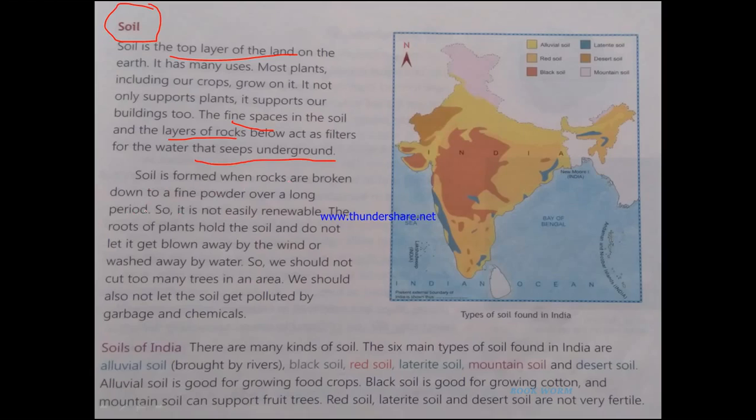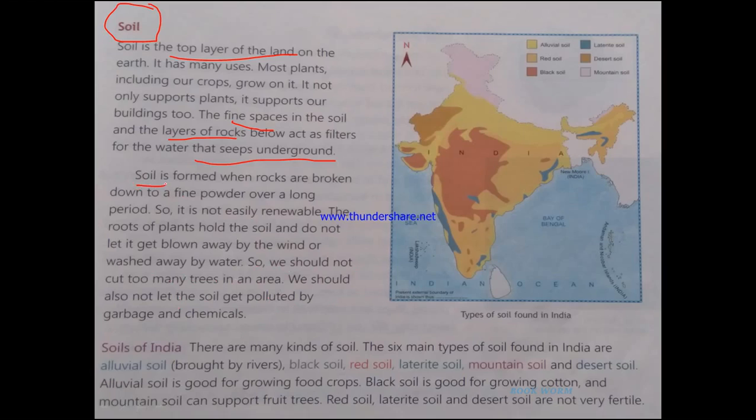Soil is formed when rocks are broken down to a fine powder over a long period of time, so it is not easily renewable. The roots of plants hold the soil and do not let it get blown away by the wind or washed away by water. So we should not cut too many trees in an area. We should also not let the soil get polluted by garbage and chemicals.